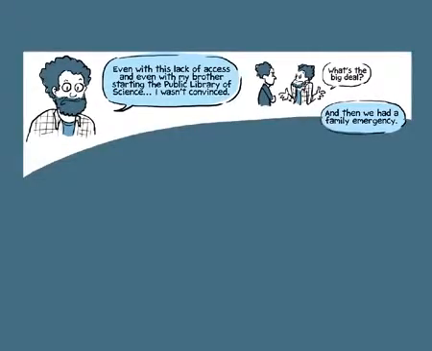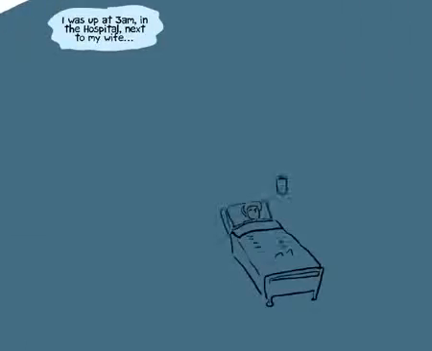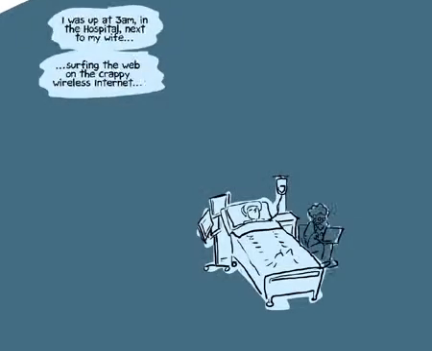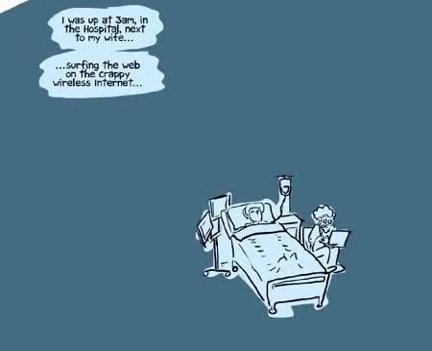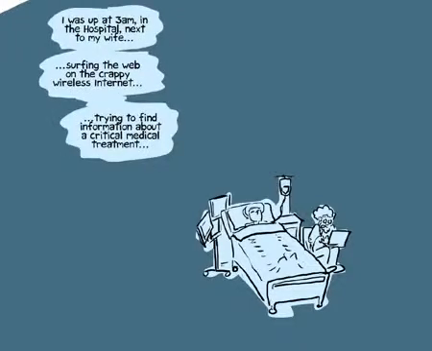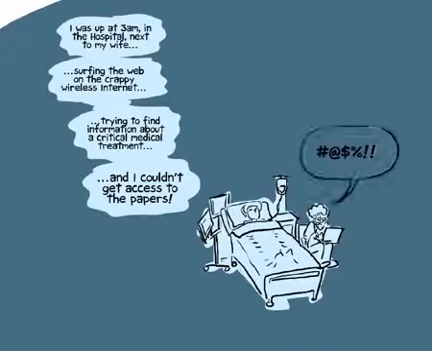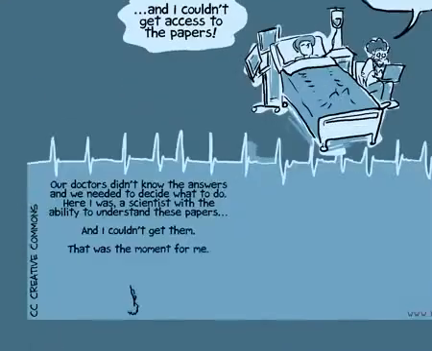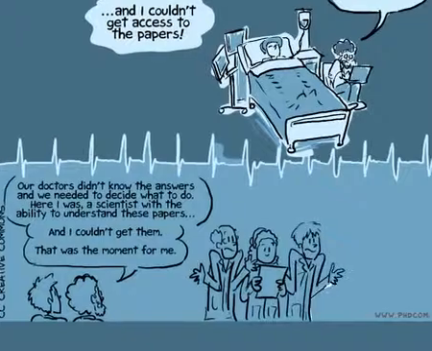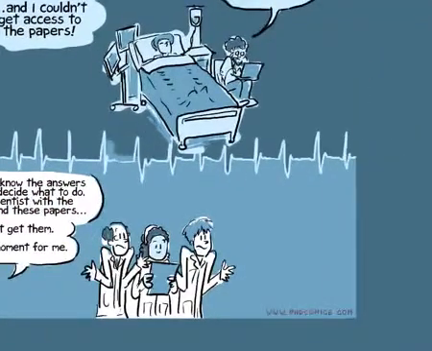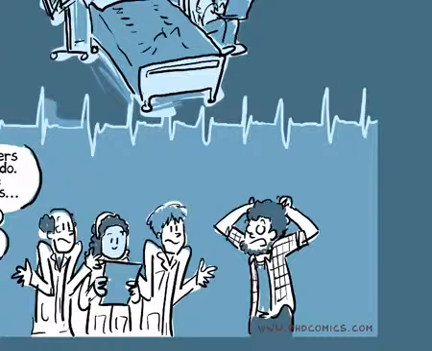And then we had a family medical emergency, and I was up at 3 in the middle of the night in a hospital next to my wife in the hospital room, surfing the web on the crappy hospital wireless internet. And I was trying to find out information about a particular medical treatment, and I couldn't get access to the damn papers. Our doctors didn't know the answer to these particular questions, and we needed to decide what to do with this medical treatment. And here I was, a trained scientist, with the ability to read and interpret and understand many of these papers, and I couldn't get them. And that was the moment for me.